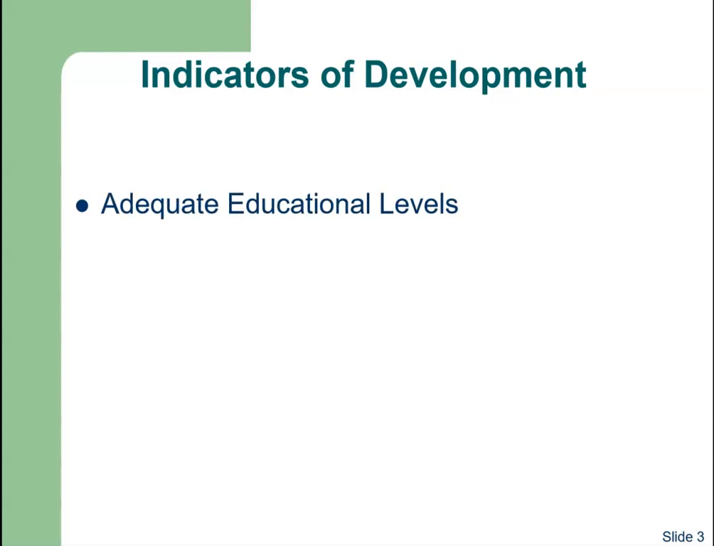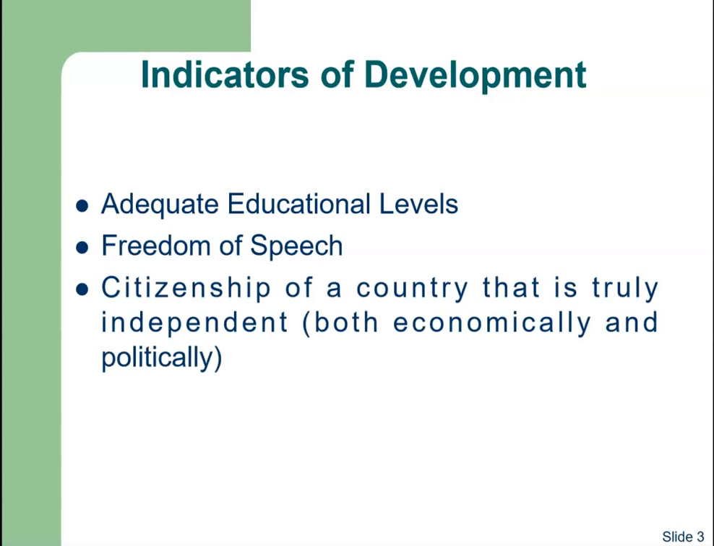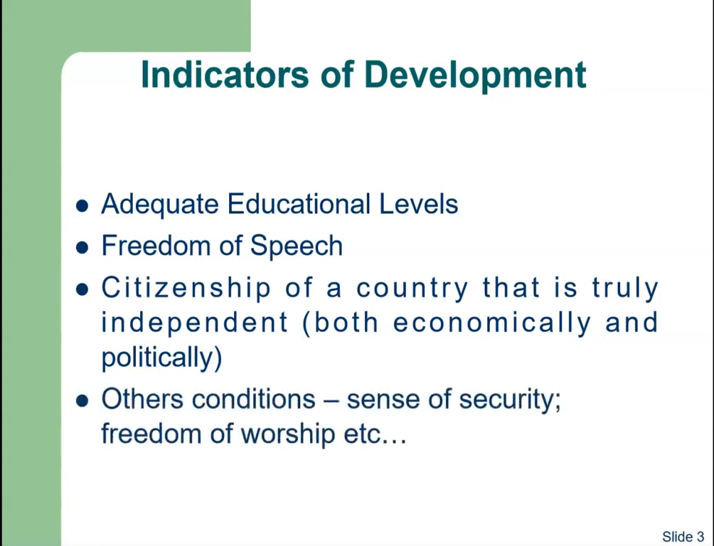Indicators of development include adequate educational levels, that is, people should have access to education, and when there are more and more people with a sufficient level of education, this is one of the indicators of development. Another indicator of development is freedom of speech and freedom from servitude. Citizenship of a country that is truly independent both economically and politically is also one of the indicators of development. Other conditions are sense of security, freedom of worship, and so on.